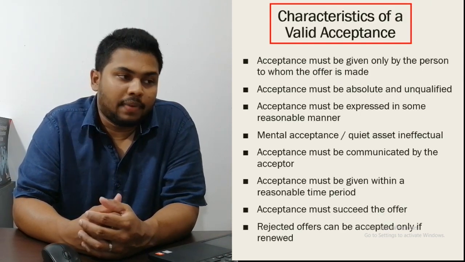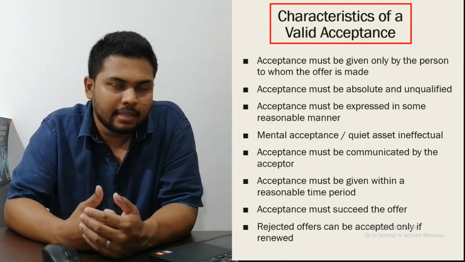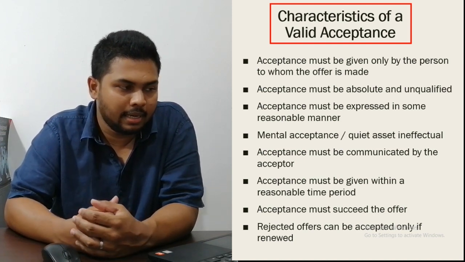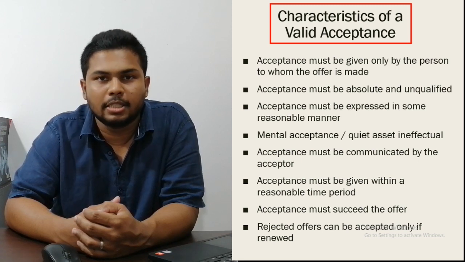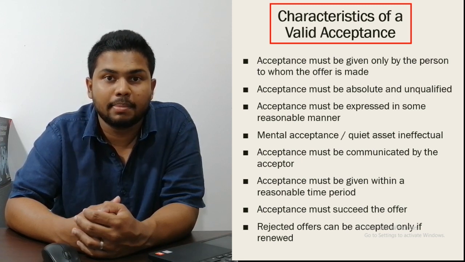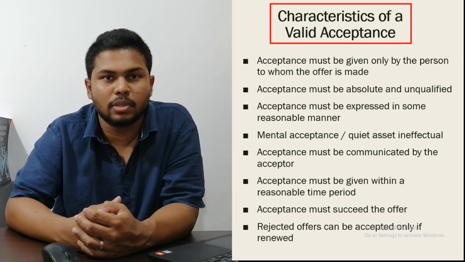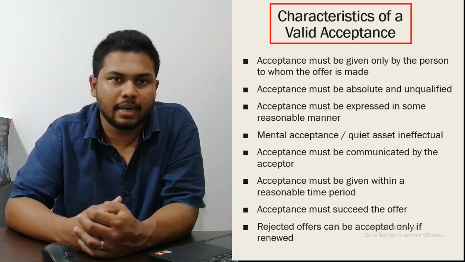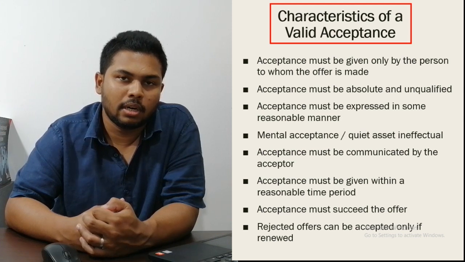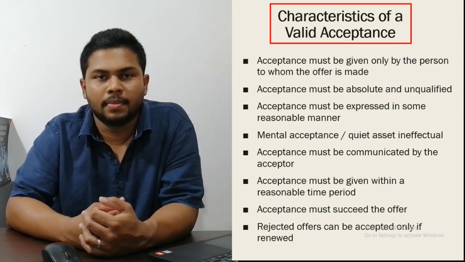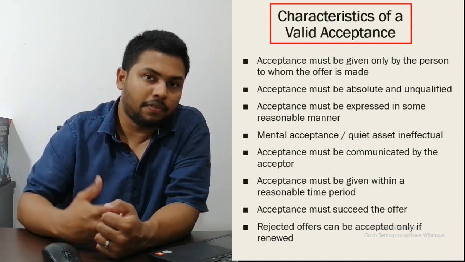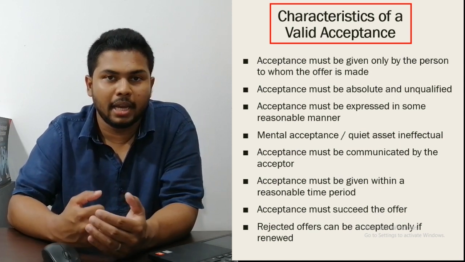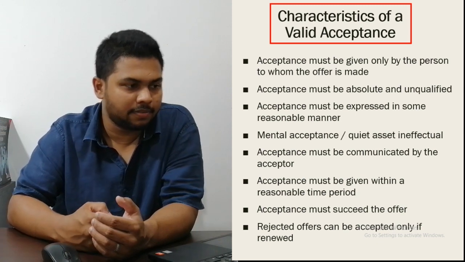So there are many characteristics of a valid acceptance. For the acceptance to be valid, there are many things to consider, right? Acceptance must be given only by the person to whom the offer is made. Now, let's say your father has received an offer, but you cannot accept the offer. Why? It's addressed to your father. On behalf of your father, you cannot accept. But of course, when it comes to the legal consequences, if your father has given the power of attorney to his legal officer, of course they can, right?